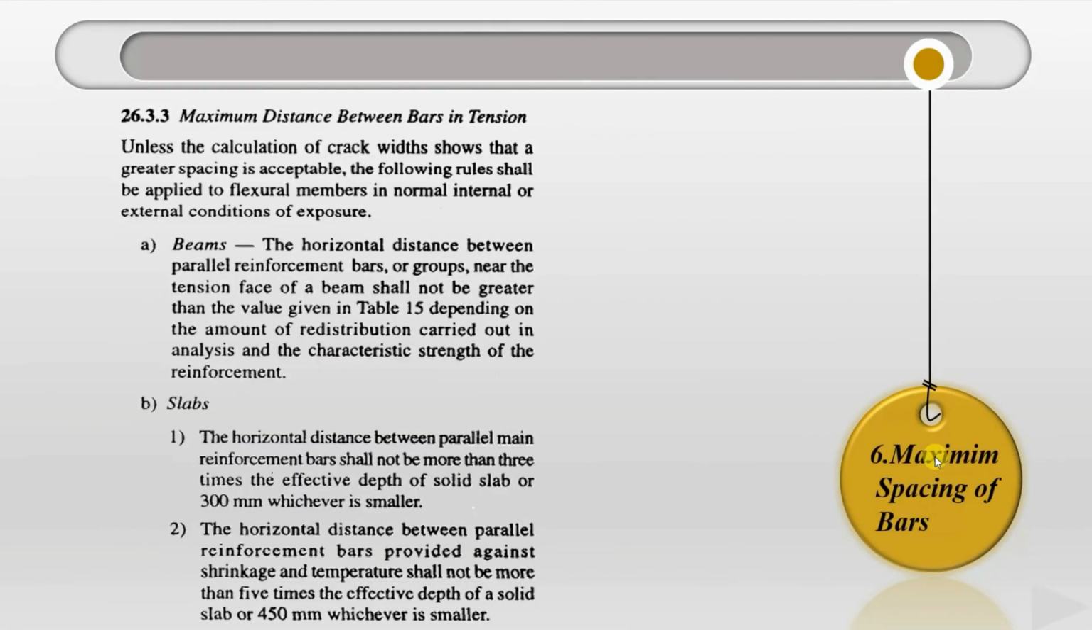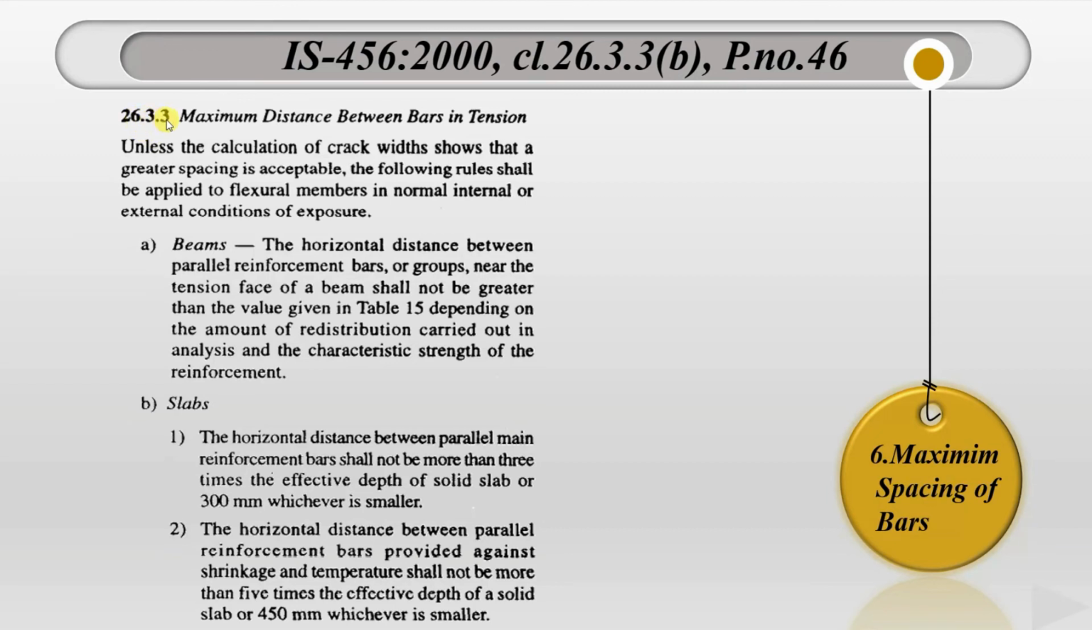Next, maximum spacing of bars. As per clause number 26.3.3, maximum distance between bars in tension. A is for beams, and here B is for slabs. The horizontal distance between parallel main reinforcement shall not be more than 3 times the effective depth of solid slab or 300 mm, whichever is smaller.